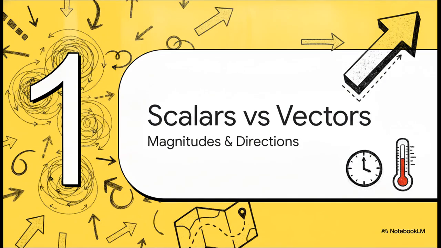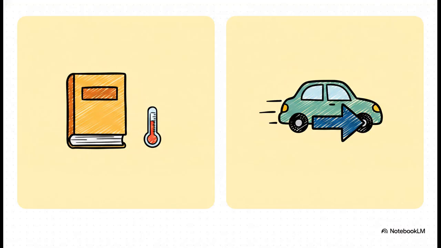Section 1, scalars versus vectors. So, in physics, we basically split physical quantities into 2 different camps. Over on the left, we've got scalars. A scalar is literally just a magnitude, meaning it's a single number and a unit. That's it. Think of the mass of a textbook or the temperature outside. If a solid block of aluminum has a mass of 2.7 kilograms, well, actually, that's the whole story right there. We don't need a direction.